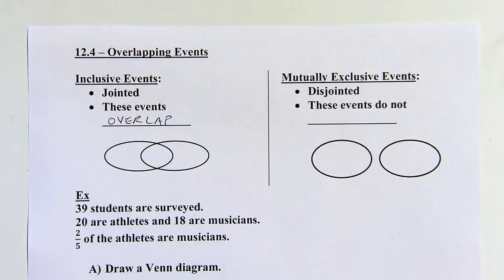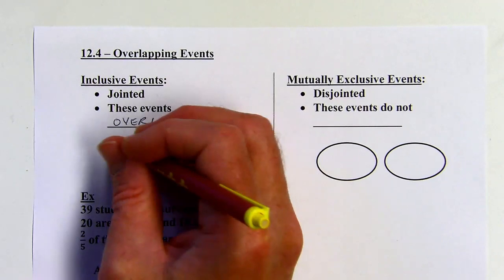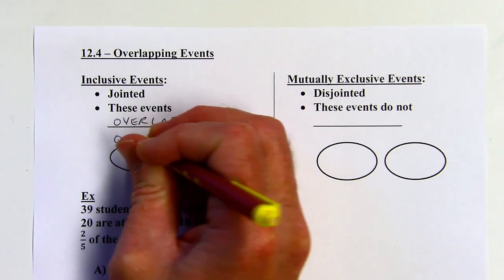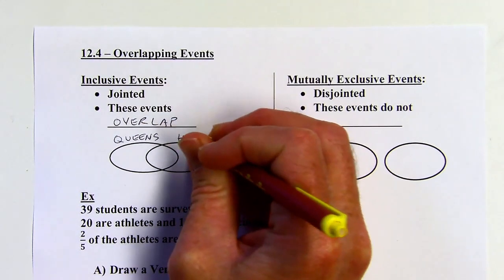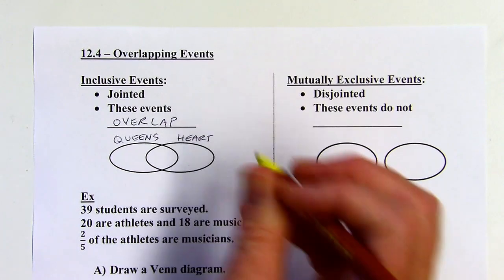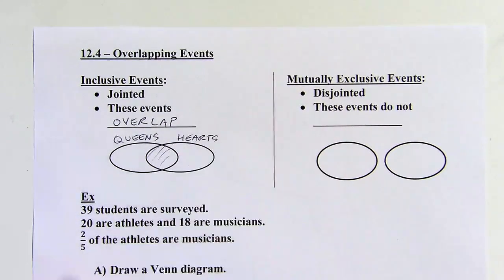Okay, so if we're talking about playing cards, maybe my first category here is queens, and the second category is hearts. And there is a card that falls into both of those categories. It would be the Queen of Hearts, right? The Queen of Hearts would be in that overlap.